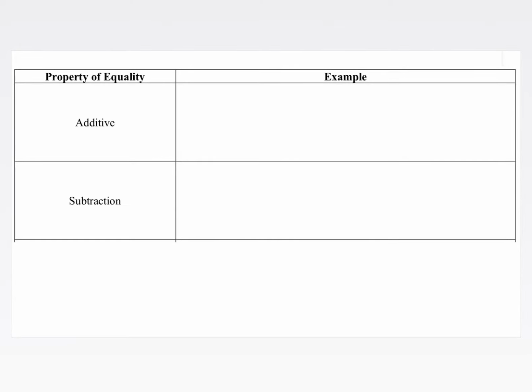So what is the property of equality? Basically, what you do to one side, you have to do to the other side of the equal sign in order for the equation to remain balanced. So we have it broken up into addition, subtraction, multiplication, and division.